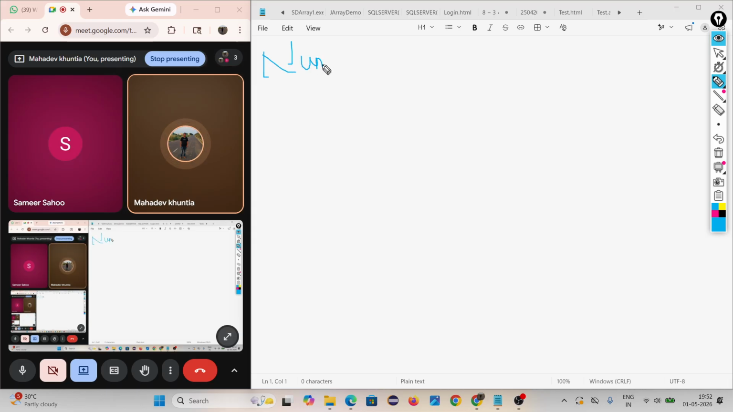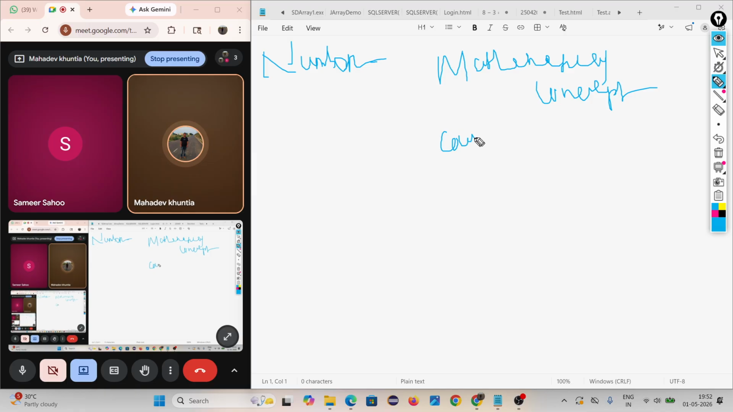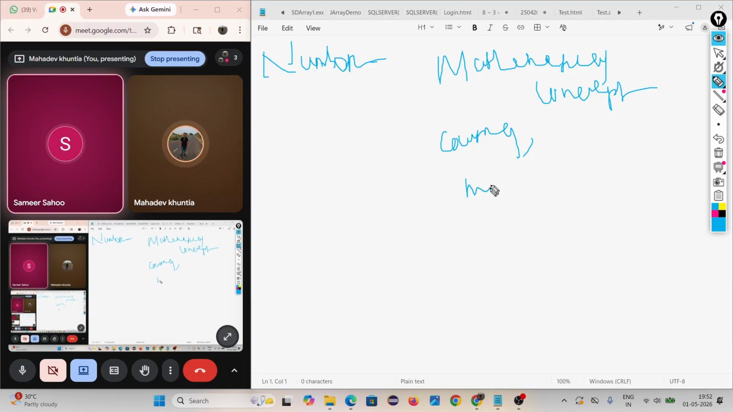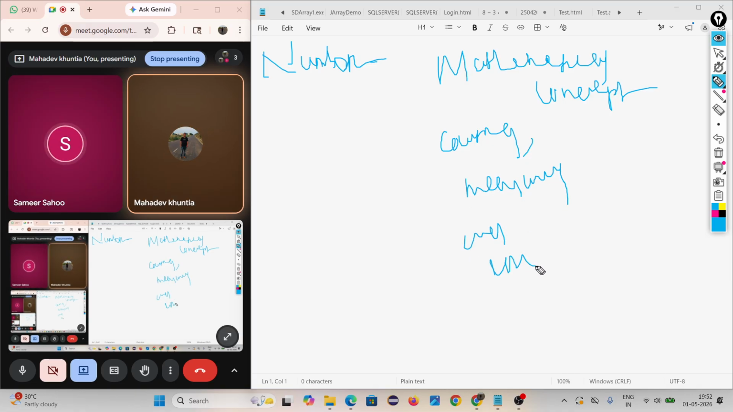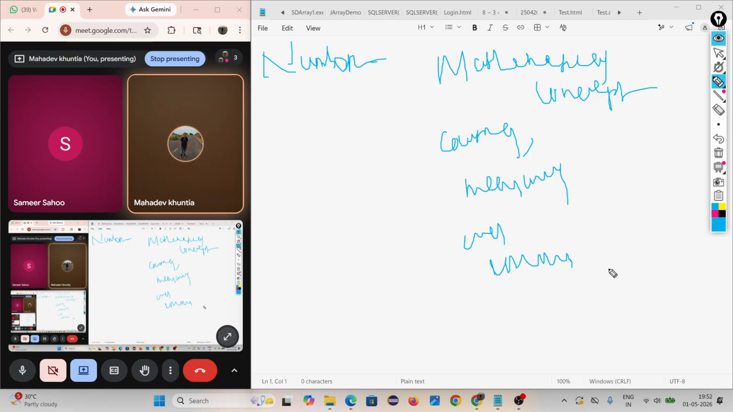Then the concept is, what do you mean by number? Only for a small recap, I'm telling you, number is a mathematical concept that is used for counting, measuring, and labeling. Number is nothing but a mathematical concept that is used for counting, measuring, and labeling.